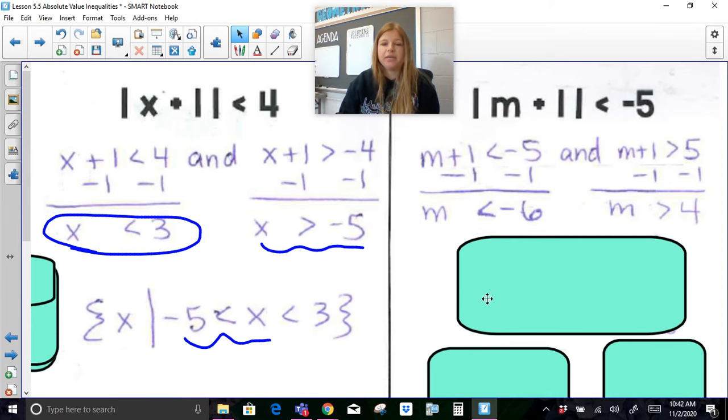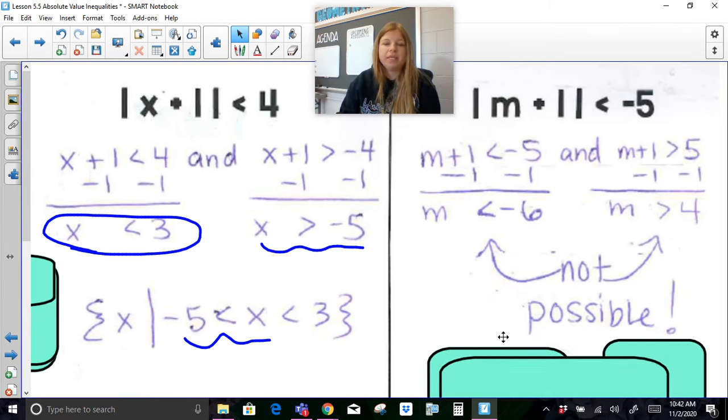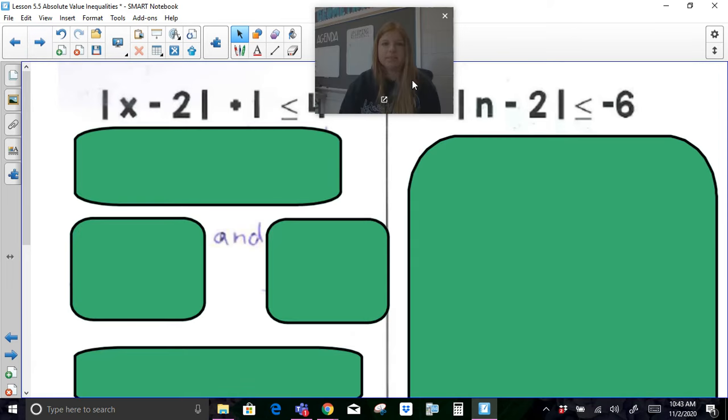And we could actually have figured out that it was no solution right from the beginning, because take a look. The absolute value of anything could never be less than a negative. The absolute value of anything is always positive. There's no positive number in the world that could ever be less than negative 5. So you can tell it's no solution right off the bat. Or if you just went with the process, you would look at these numbers and say, it's an and, and there's definitely no way I could find a number that meets both requirements.